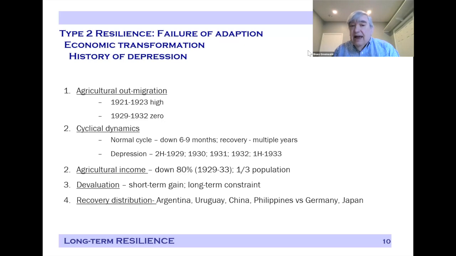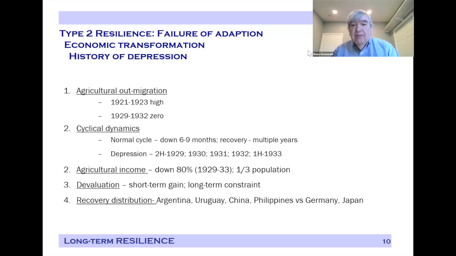The cyclical dynamics of the Depression also have a characteristic unlike a normal business cycle. A normal business cycle is 6 to 9 months, and this includes the great financial crisis, a 6 to 9 month sharp decline, and then a long gradual recovery. In the Depression, the second half of 29 is bad, 30 is worse, 31 is worse, 32 is bad, and the first half of 33 is bad. It's a 4-year down cycle. And that suggests a very different mechanism is at work.